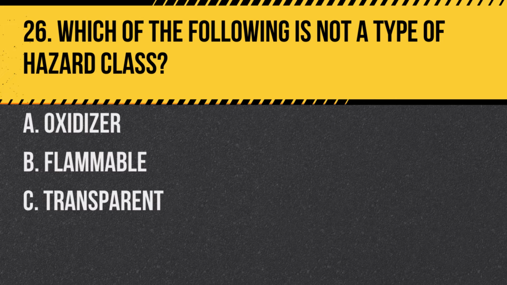Question 26. Which of the following is not a type of hazard class? A. Oxidizer. B. Flammable. C. Transparent. Answer: C. Transparent. Transparent is not a recognized hazard class.